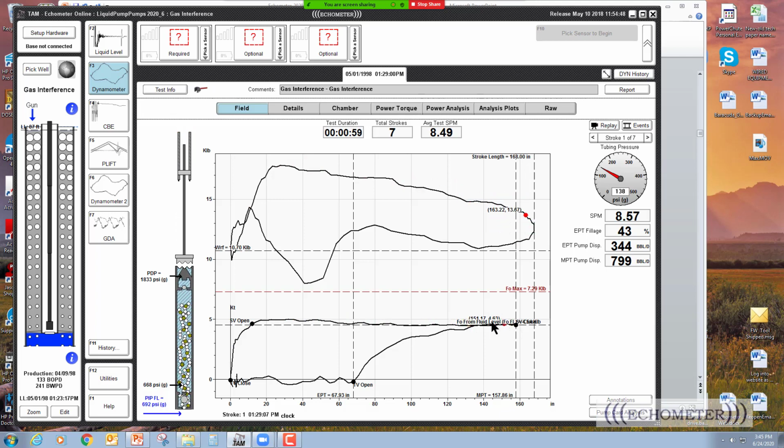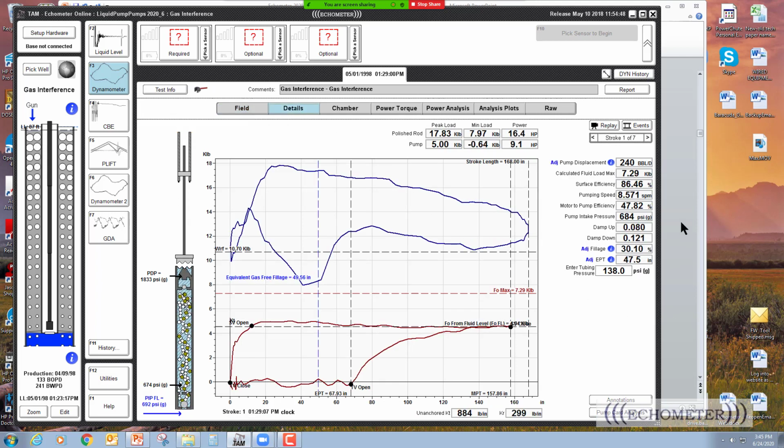And the question is, how long is this? How many seconds is this stroke? Let's go to details view. I think I can change it here. If I go to strokes per minute, I can click on this and change it to seconds. And so this whole stroke is 7 seconds.